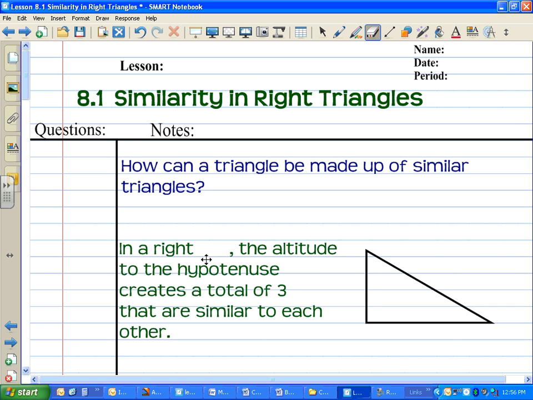So in a right triangle, and I'm missing the word triangle here, the altitude to the hypotenuse creates a total of three triangles that are similar to each other. Basically what this means is what I just told you. In class today, and hopefully you have those triangles out handy because that'll help you with this lesson, we drew a triangle, and then I had to draw the altitude. Remember, the altitude was to the hypotenuse, this longest side? We drew the altitude by drawing the line that was straight. Mine's not that straight because I'm freehanding this, but yours is perfectly up and down, perpendicular, and that's 90 degrees. The second you drew this, you created three triangles that were similar, right?